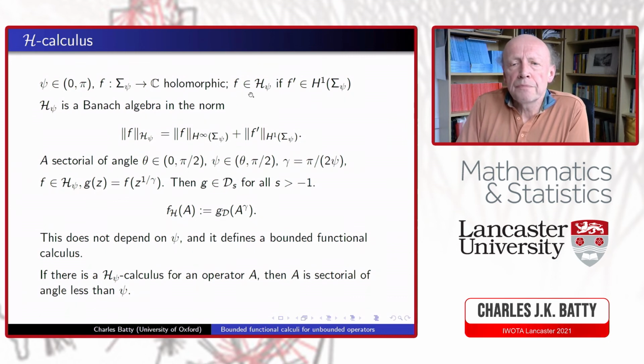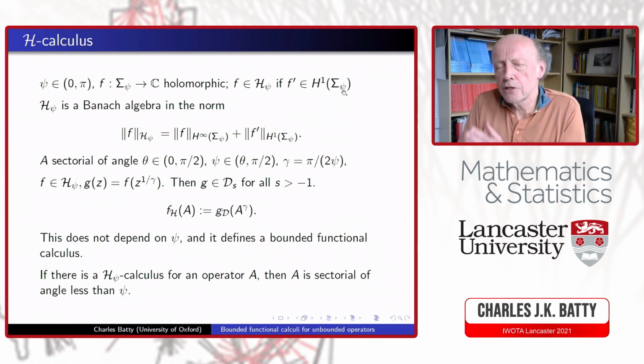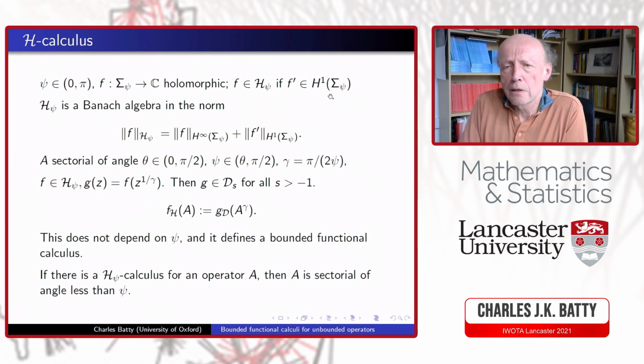And we assume that f is holomorphic in the sector of angle psi, and its derivative is in H1 of sigma psi. This is a Hardy space. If psi is pi over 2, this would be the Hardy space on the right half plane. For other psi, you can more or less guess what the definition of this should be. And then any function in H psi is automatically bounded, and H psi is a Banach algebra in this norm on f and the H1 norm on f prime.